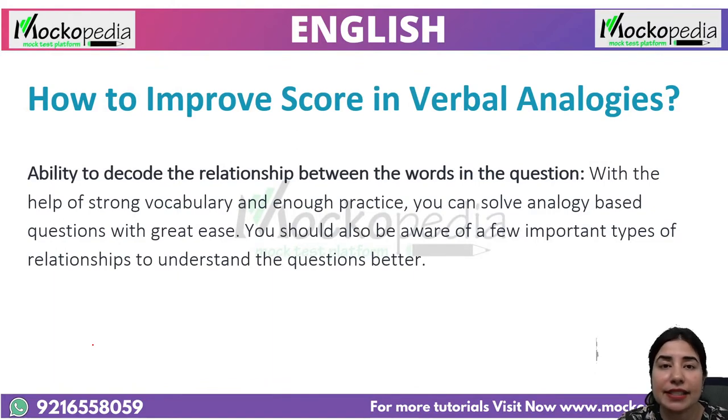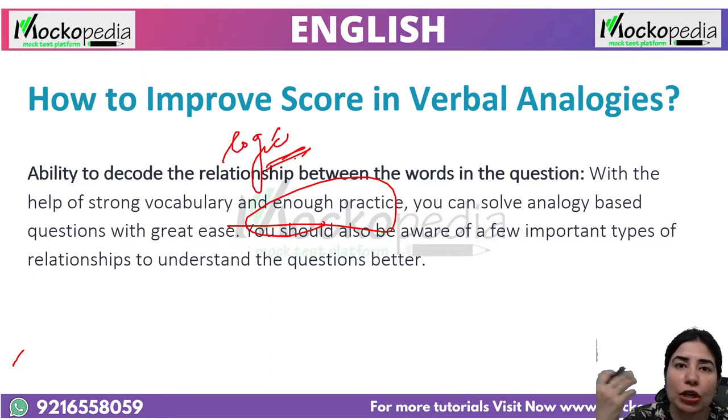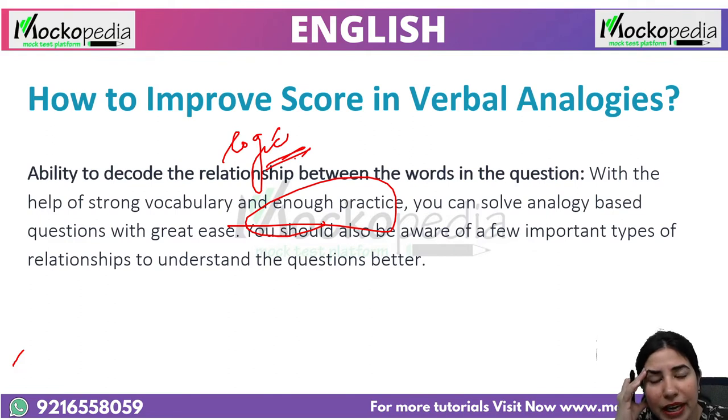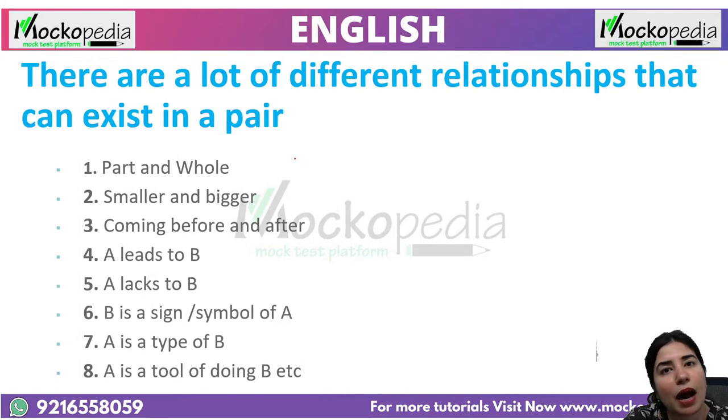Now second, like I said, logic is important, right? And enough practice, like I was saying, that you will learn by practicing. So for these questions, you will only learn when you are practicing, making a special notebook where you are noting down the relationships and you are aware of some of the relationships. So what are the relationships that can possibly be tested? Part and whole.